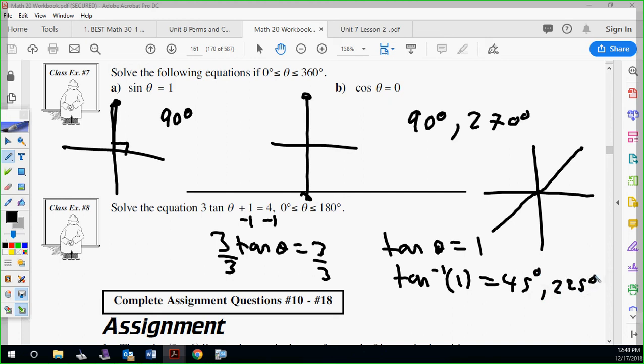So 45 is the reference angle, okay? So that's it, but we are in quadrant 1 because tangent's positive. 225 comes from this quadrant, 180 plus the 45. Okay, and that's it. All right.